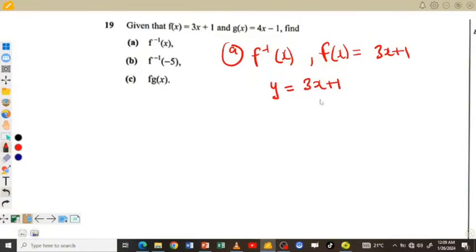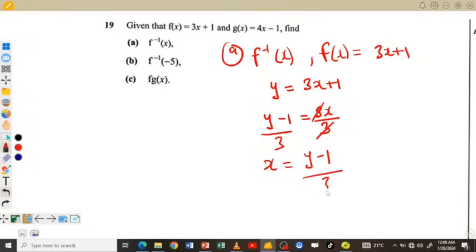Then from here, we make x the subject of the formula. So we are going to have y minus 1 is equal to 3x. Since we want to make x the subject of the formula, this 1 will go where y is. Then we remain with 3x. So from here, we are going to divide by 3, even here, 3. So these 3 and these 3 will cancel. Then you say x is equal to y minus 1 over 3.